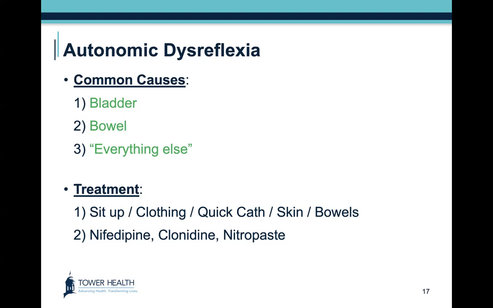In terms of treatment, you have nifedipine, clonidine, and nitro paste. Those are the three. Nitro paste is a last resort. That's something you just put on the forehead. You want to make sure you're wearing a glove while you do that. That'll really tank their blood pressure very fast.